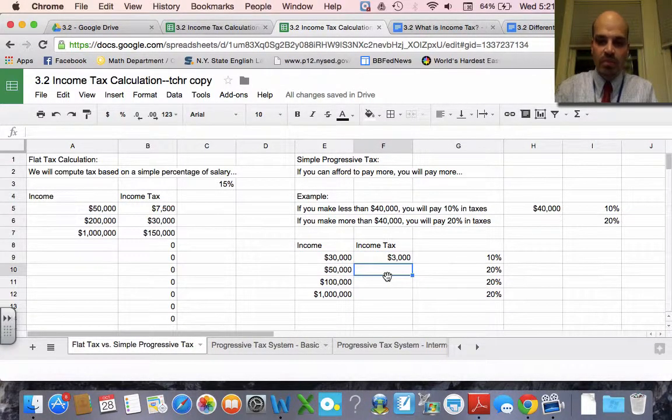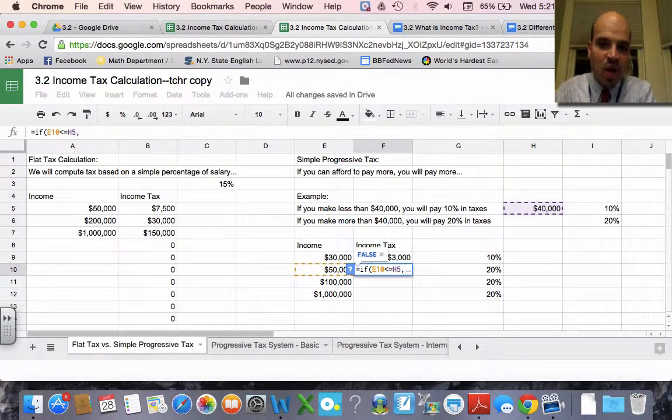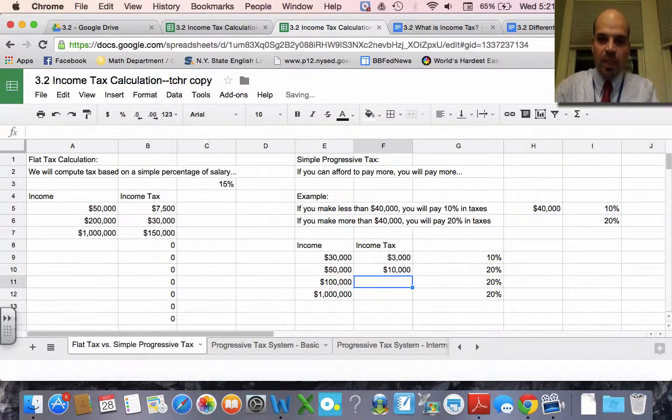Okay, I'm going to do this again. Equals IF this number is less than or equal to 40,000, then we're going to pay 10% of $50,000. And by the way, before we do this, it comes up as false. Right now, $50,000 is not less than or equal to $40,000. And if not, we're going to pay 20% of $50,000. And so now we've gone from 3,000 to 10,000.